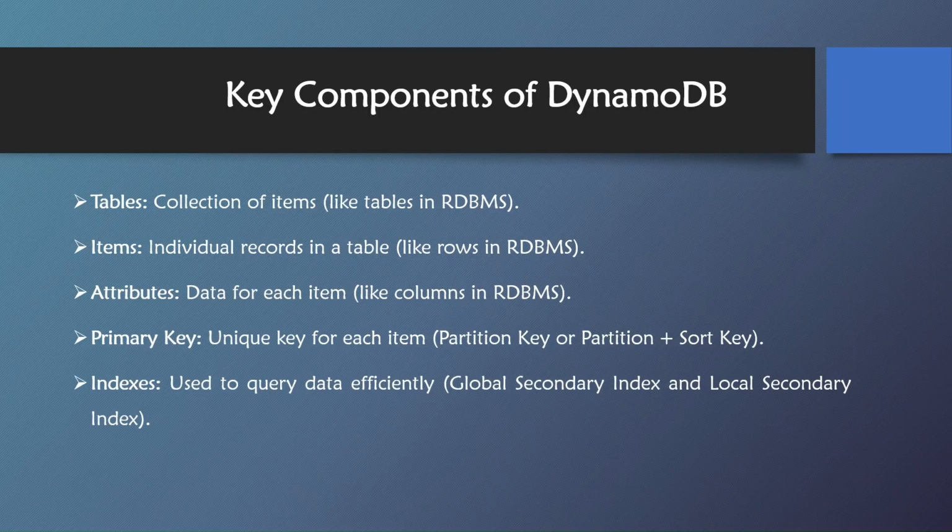There are two types in this. One is the global secondary index and the other is the local secondary index. When it comes to a global secondary index, it allows you to search using any attributes, but a local secondary index allows you to search within the same partition but with different attributes.